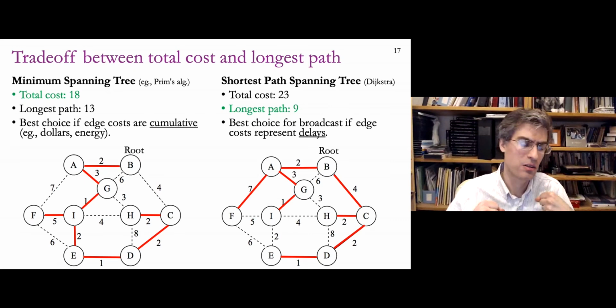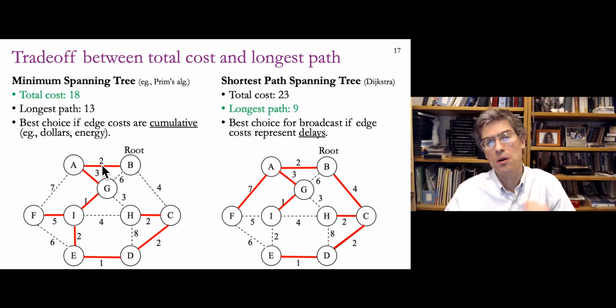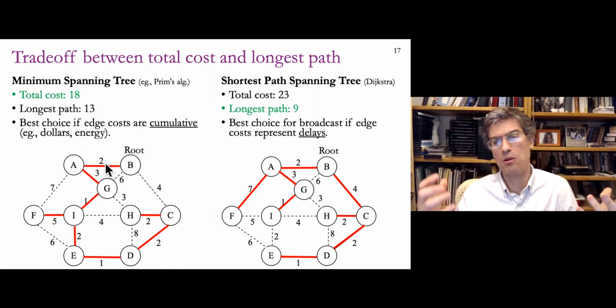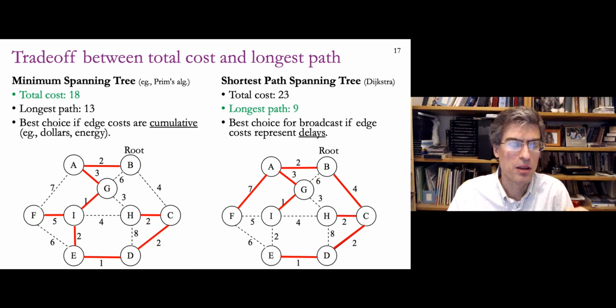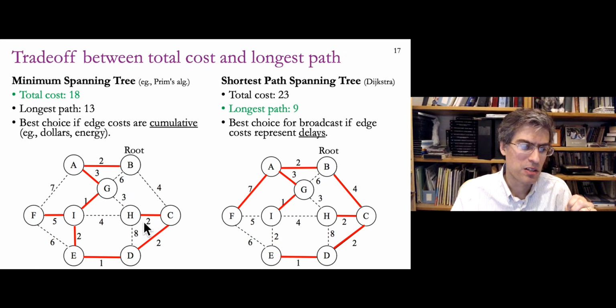If these numbers represent dollar cost, or more realistically, if these represent energy cost, and you have some kind of mobile ad hoc network, like a sensor network or something, you're trying to minimize the total power drain to do a communication, a broadcast. You don't care so much about time; you just want to minimize the battery drain. Yeah, then this would achieve that. If this is the amount of energy that's required for these communications, it doesn't matter that it takes a long time to get to H. If we were patient, we can do it with less total cost.